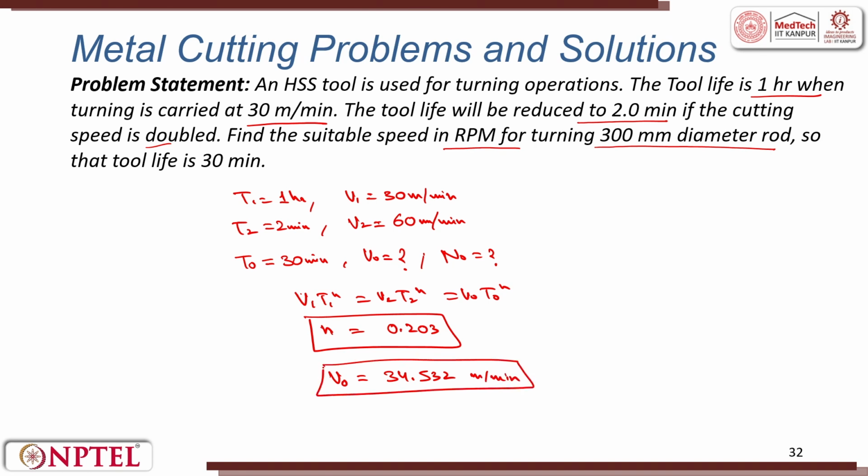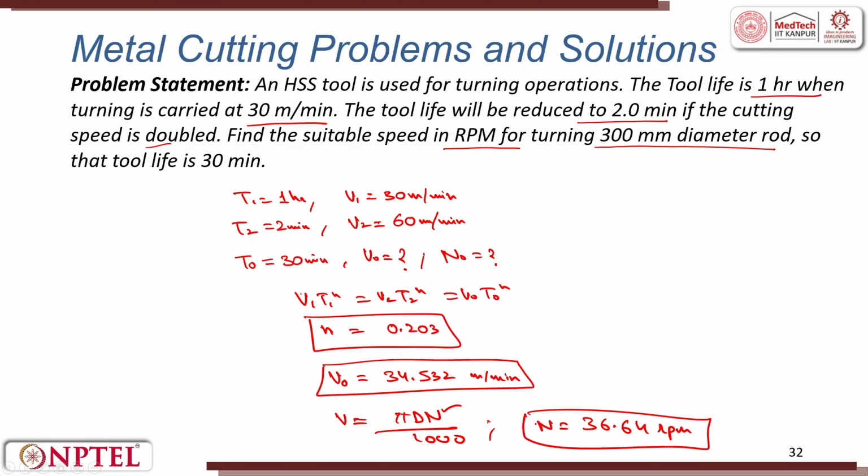Now they are asking to find RPM. Using the relation that cutting speed is equal to pi d n by 1000, we can find the value of n here. You will get the value of n as 36.64 rotations per minute. So with this, I am closing the tutorial on machining.